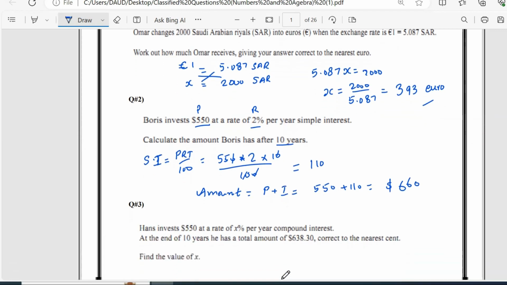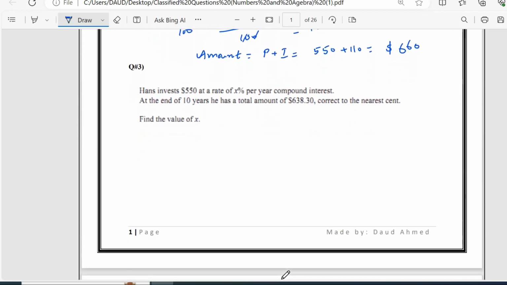Next, question number 3. Hans invests 550 at a rate of x percent per year compound interest. So at the end of 10 years, he has a total amount of $638.30, correct to the nearest cent.